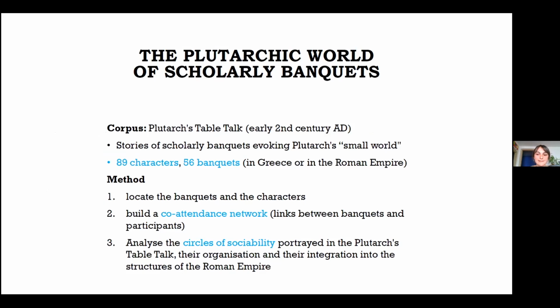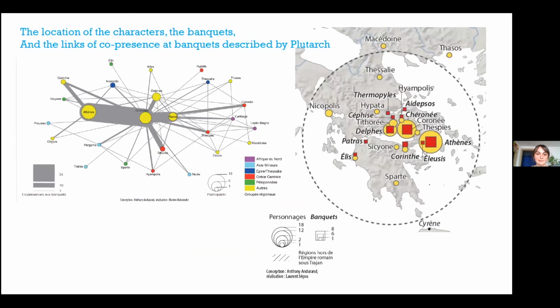the scholarly banquets that are described by Plutarch in his Table Talk book. Doing so, Anthony Andurand found information about 89 characters and 55 banquets, and then he looked at the place where the banquets happened and also the place where the different participants were from. And then he built a co-attendance network. And what we have done together is to aggregate this information at the spatial level.